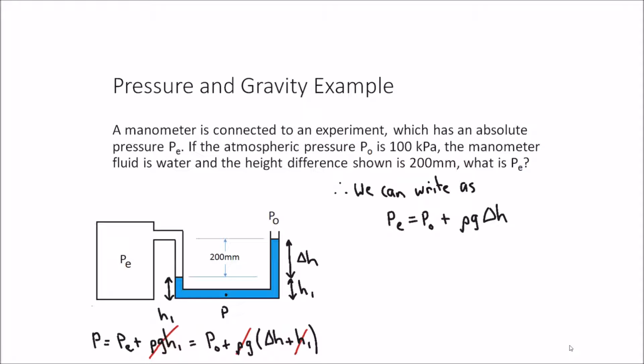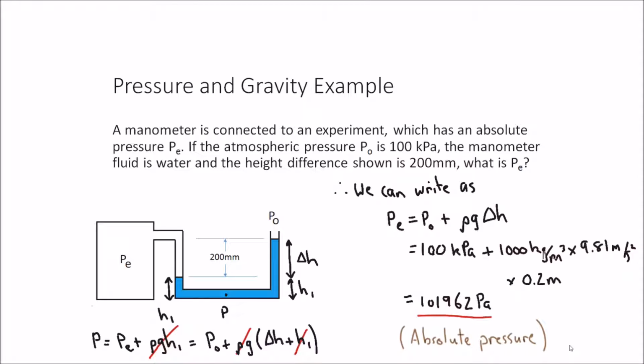Now that P is going to be the same as P on the right hand side, which is P0, atmospheric pressure, plus rho g times delta h plus h1, where delta h is the height difference between the left and right hand sides. Some of those terms are going to cancel, so we end up getting an equation saying PE equals P0 plus rho g delta h. We just compute those out. P0 is 100 kPa, rho for water is about 1000 kilograms per meter cubed, and g is about 9.81. Take care of the units here. Our delta h is 200 millimeters, which is 0.2 meters, and that gives us that pressure there.